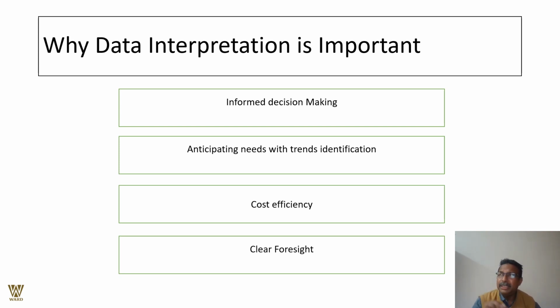So data interpretation helps us make the right decisions or arrive at a decision. The decision might turn out to be wrong, but as far as the decision is concerned, you have certain facts and figures which rationalize your brain to take a particular decision. So, informed decision making. It is trying to identify the trends. It is trying to anticipate the need. Next is cost efficiency and clear foresightedness.